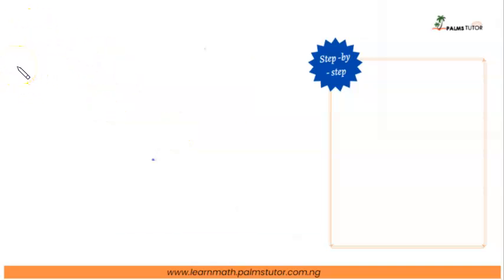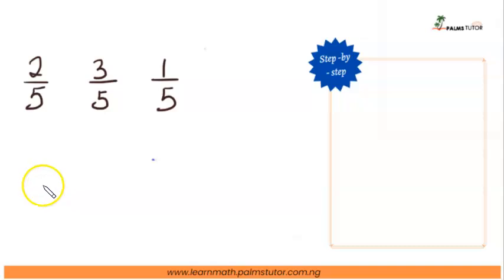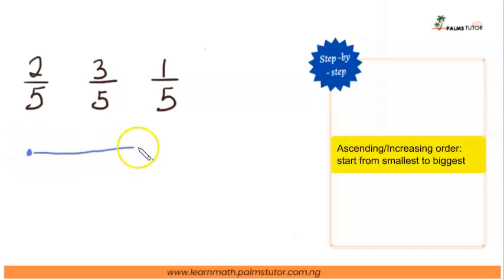Comparing fractions with the same denominator. 2 over 5, 3 over 5, 1 over 5. Which one is the biggest? Arrange in ascending order, which means that you start from the smallest and stop at the biggest. That's ascending order. So which one of them is the biggest? If they have the same denominator, the one with the biggest numerator is the biggest fraction.